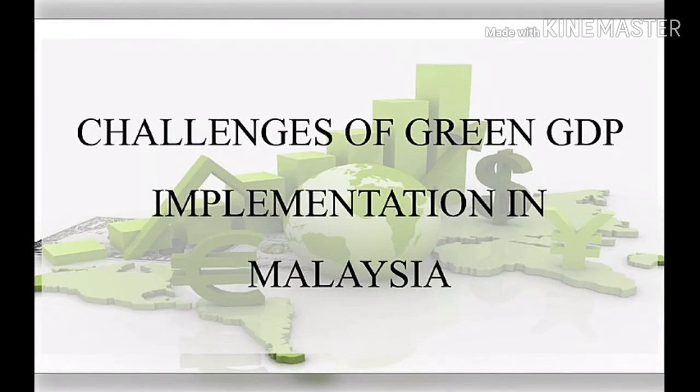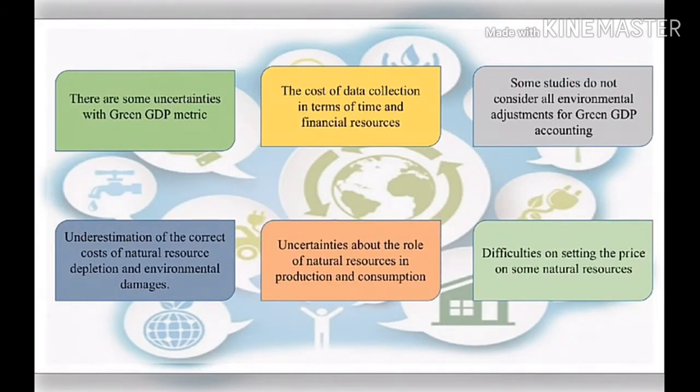Next, the challenges of green GDP implementation in Malaysia. First, there are some uncertainties with the green GDP metric, which cannot be reliably applied as an official government statistic, since green GDP accounting needs wide data collection and has problems in collecting and analyzing data, so it would be very difficult to promote. In addition, the cost of data collection in terms of time and financial resources could also be another problem. Sometimes, the costs of data collection are greater than the benefits. Because of that, some studies may not consider all environmental adjustments for green GDP accounting.